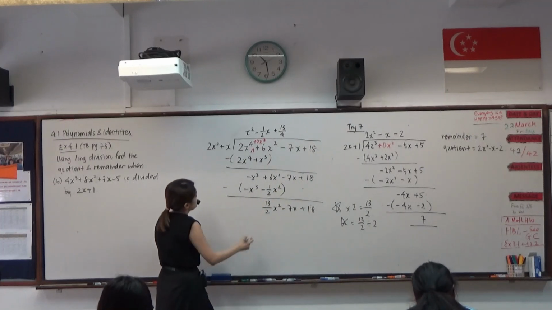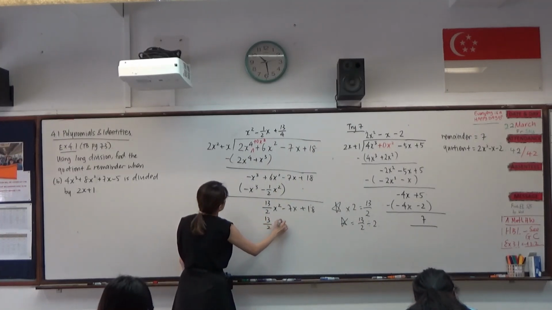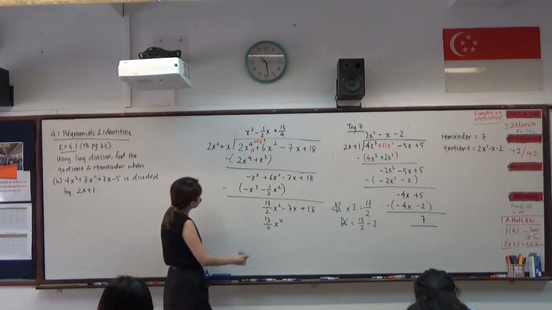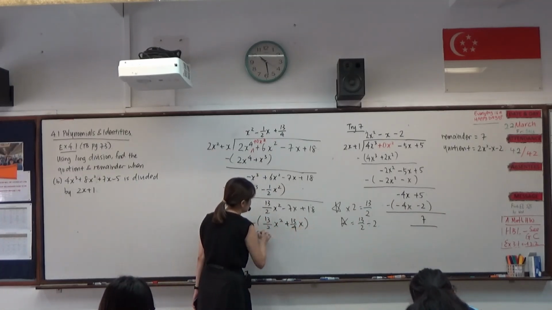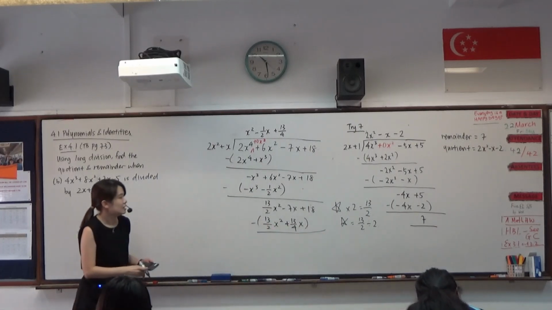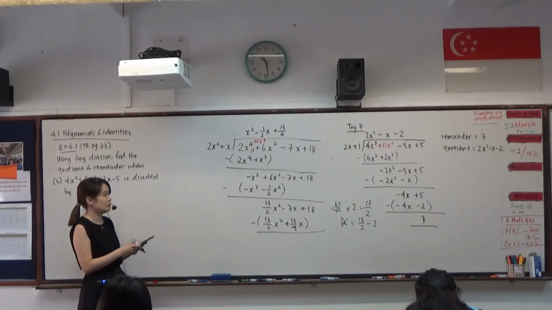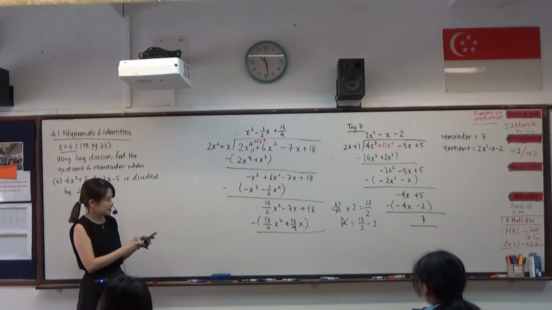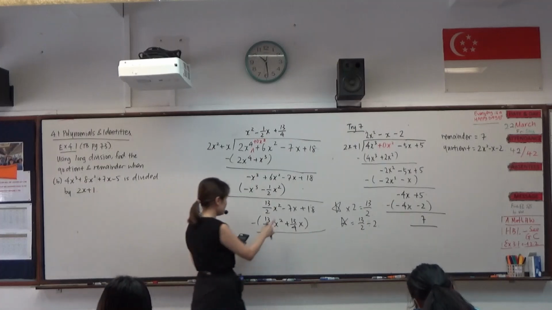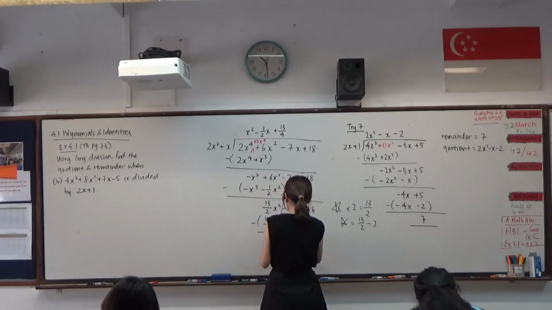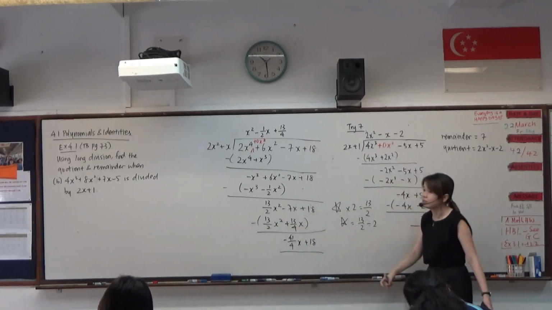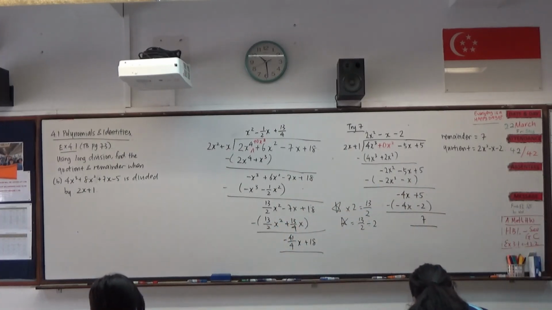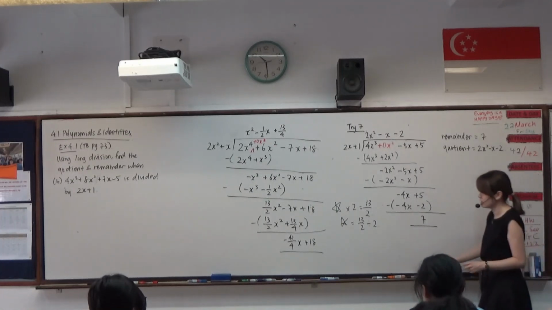And then I will get 13 over 2 x squared followed by plus 13 over 4x. Oh my goodness, it's so boring. But actually it's stopping already. You realize? This is the last one already. So we will get negative 41 over 4x plus 18. This is the remainder. Now why is that the remainder? Why do we stop here already?